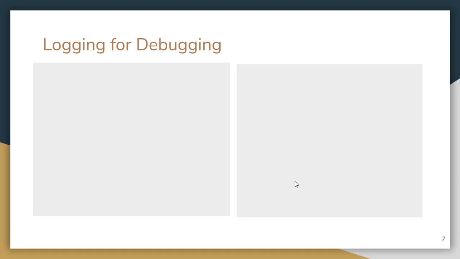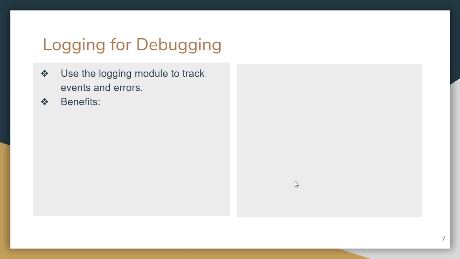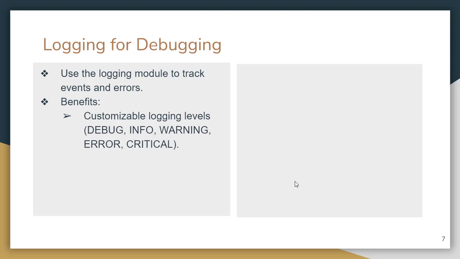Logging for debugging. Use the logging module to track events or errors. Benefits: customize the logging level, like debug, info, warning, error, critical. It provides detailed output for post-mortem analysis. That is, it displays each and every detail.